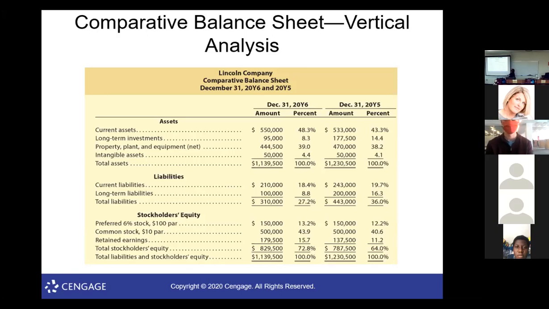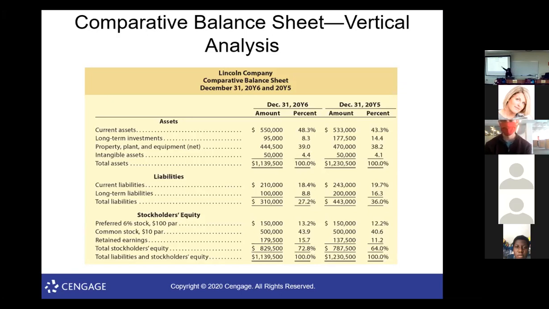So some other things that we could look at, we can say, okay, long-term investments went from 14.4% of the total to 8.3% of the total. Again, it doesn't tell us everything, but it tells us as a percentage of the total that that number has gone down from year to year.